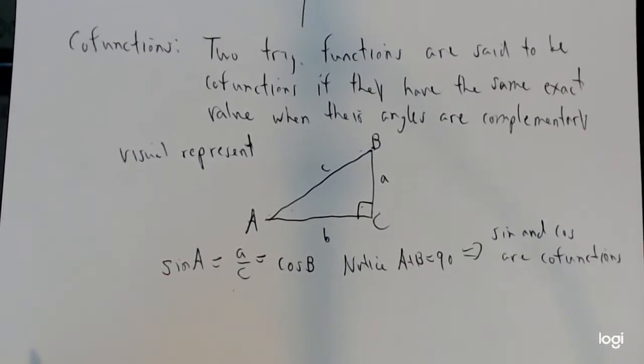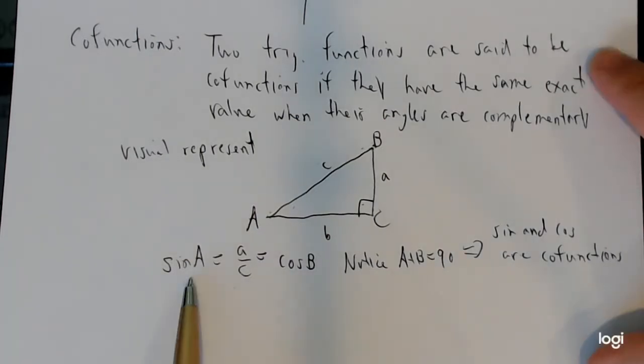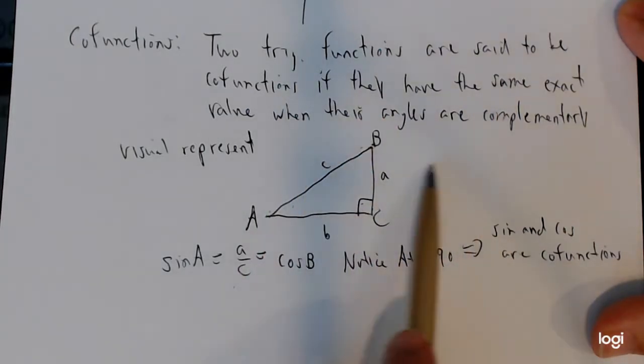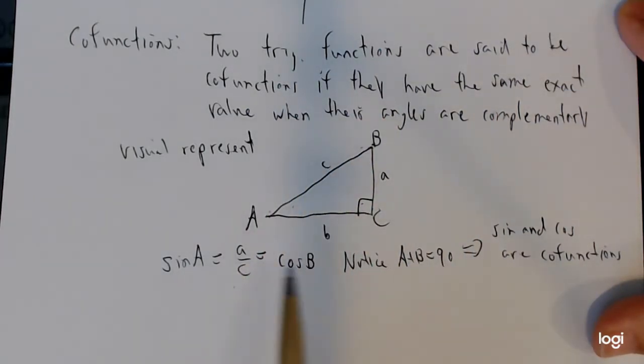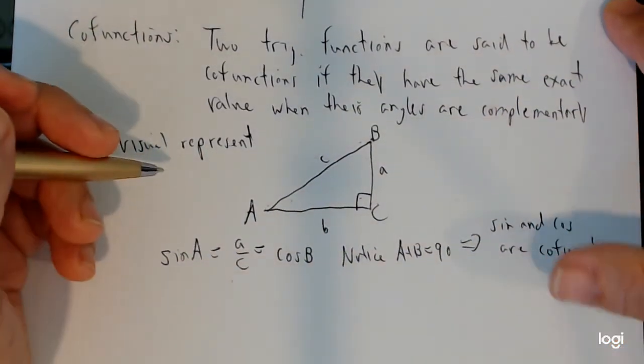Okay, so that's one pair of cofunctions. And that's a fact. So from now on, if I say, hey guys, tell me a pair of cofunctions, sine and cosine are cofunctions. How come? Because they satisfy this definition. Okay, so I'll also wonder, hey, how do I know these are cofunctions? Well, look at how these are defined.